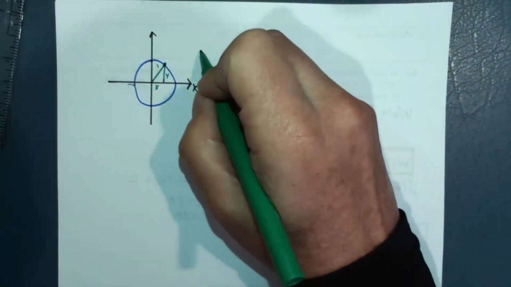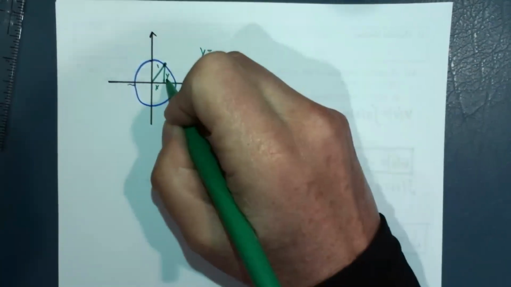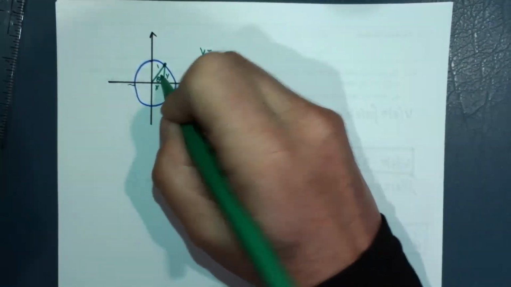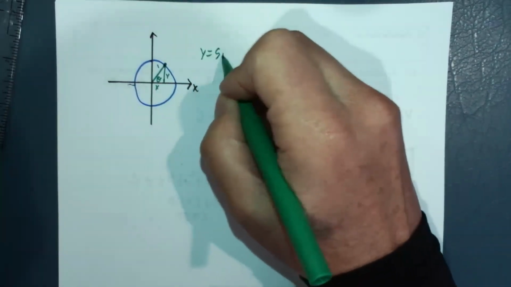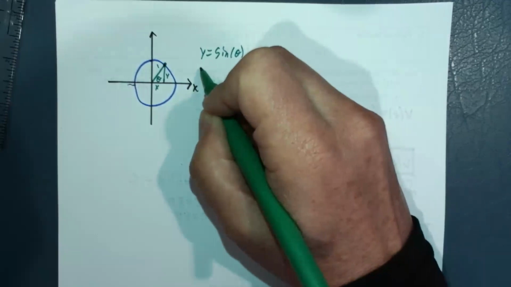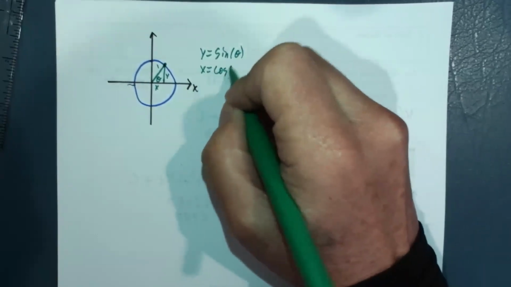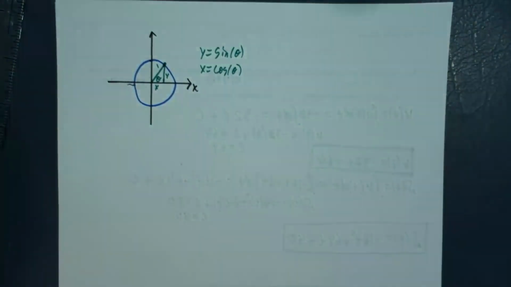So we have that y is equal to, so here's our theta, the opposite over that. So that's y over 1, which is going to be sine theta. X is going to be cosine theta, and so on. And it's all based on the unit circle.